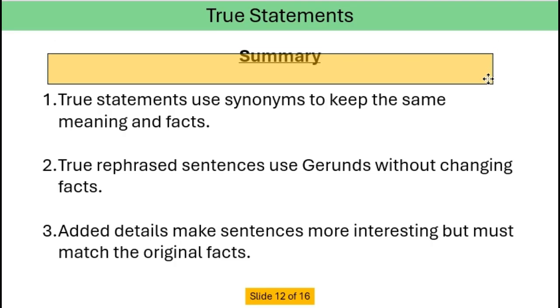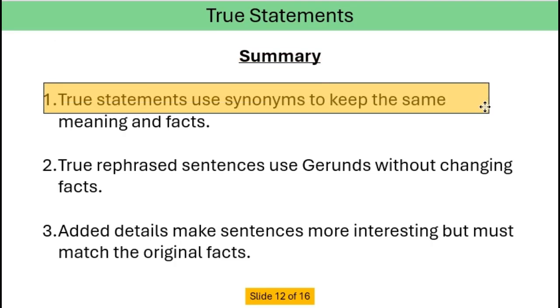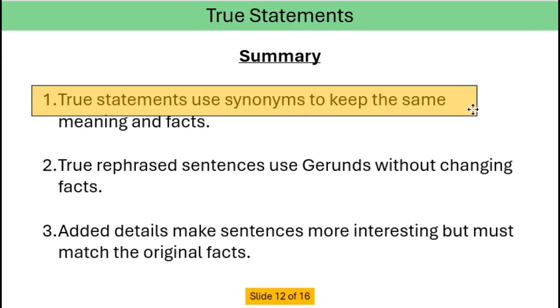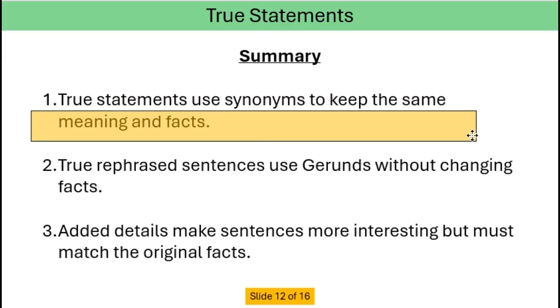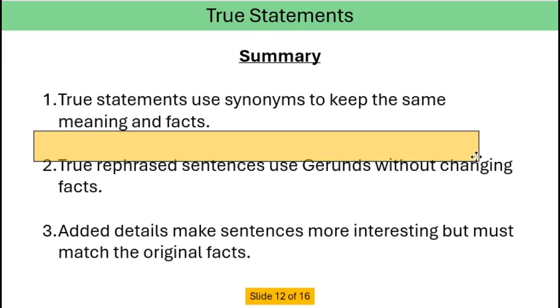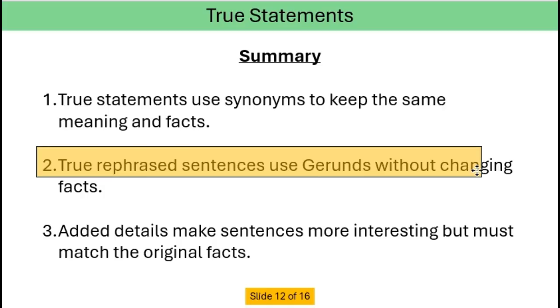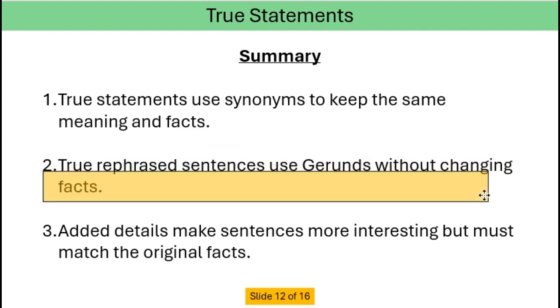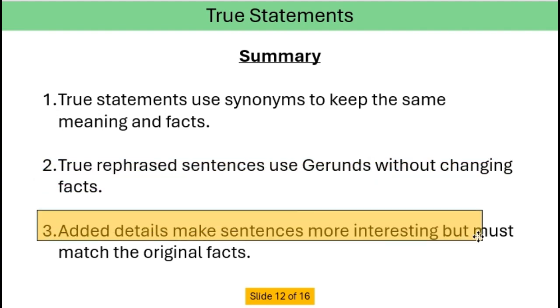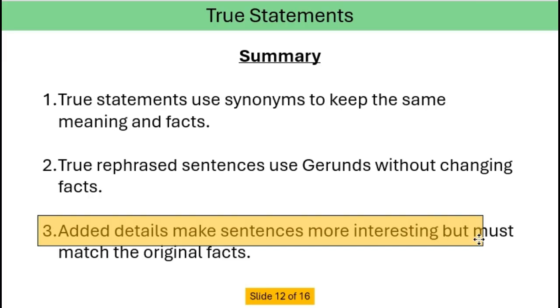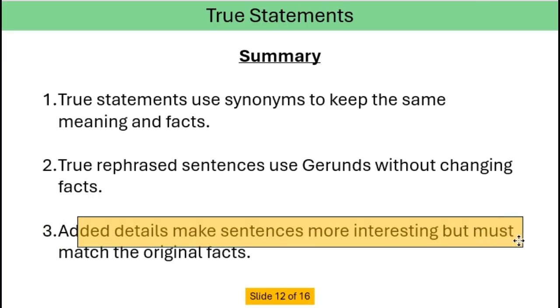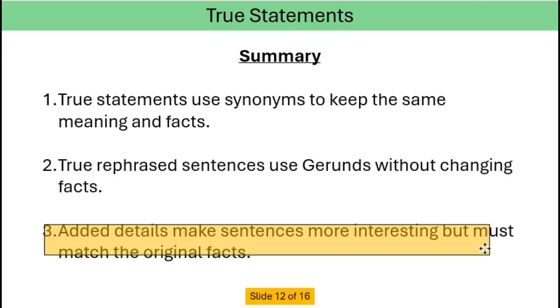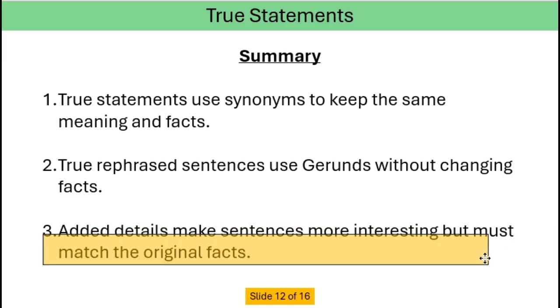In summary, true statements use synonyms to keep the same meaning and facts. True rephrased sentences use gerunds without changing the facts. Any added details make the sentences more interesting, but the sentences must match the original facts.